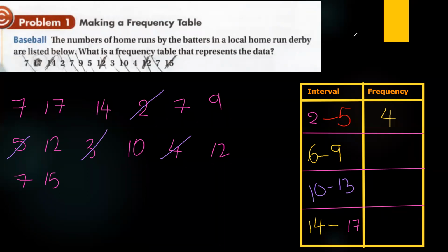Where's 6? We don't have. 7? We have 2 sevens. We have only 7 and 9. 2 and 1, so we have 3. How many 8? No, we don't have. 9? We have 1. So we have now 4.